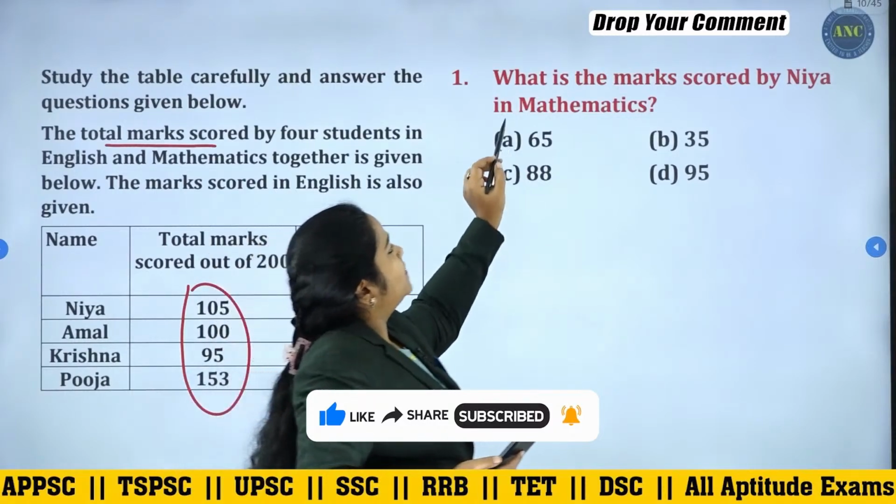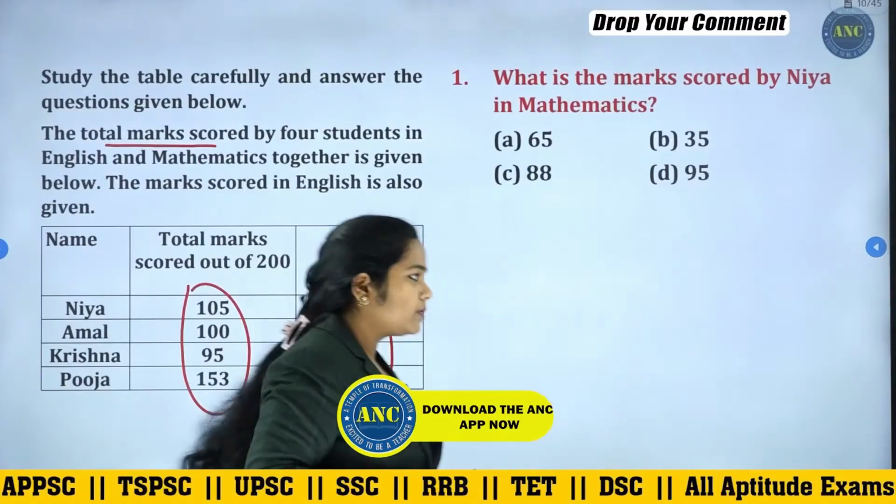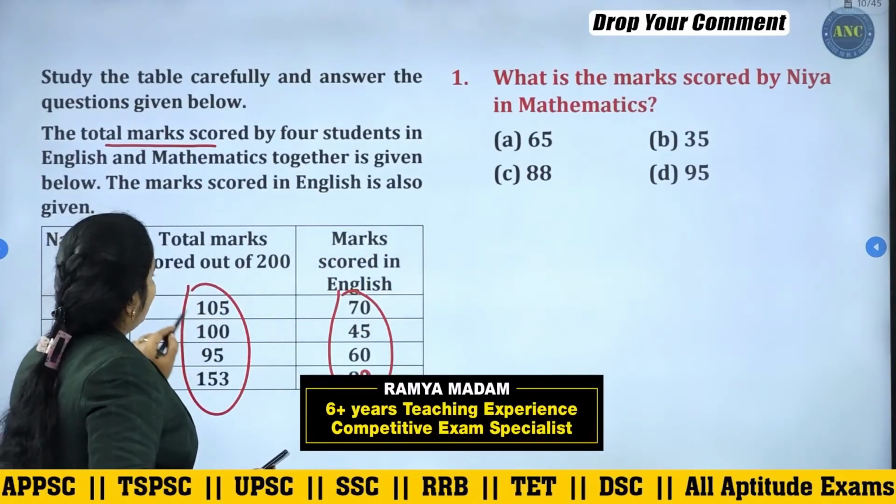Right. So, what is the question? What is the marks scored by Nair in mathematics? Okay. Nair, total marks is 105.